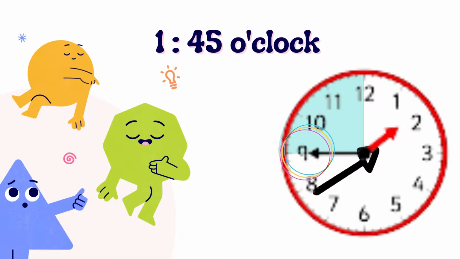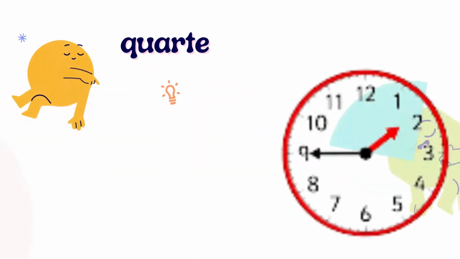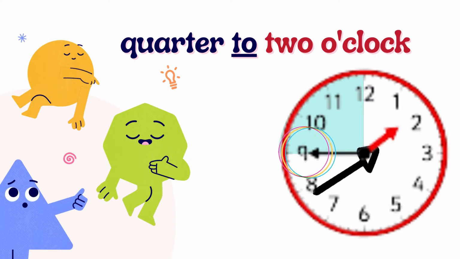Usually, we will say this as 1:45 o'clock. But do you know we can also say it like this? Quarter to 2 o'clock. As the minute hand is pointing to number 9 and it's almost 2 o'clock, so we can say quarter to 2 o'clock.